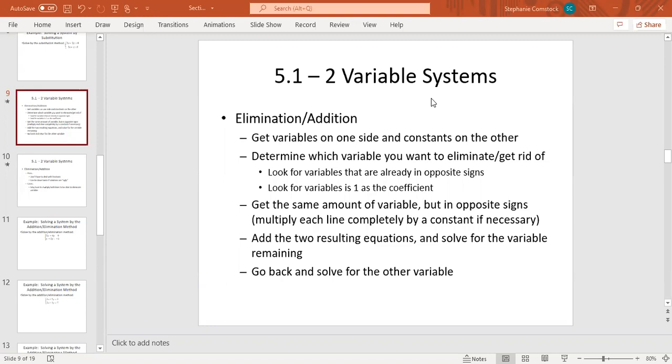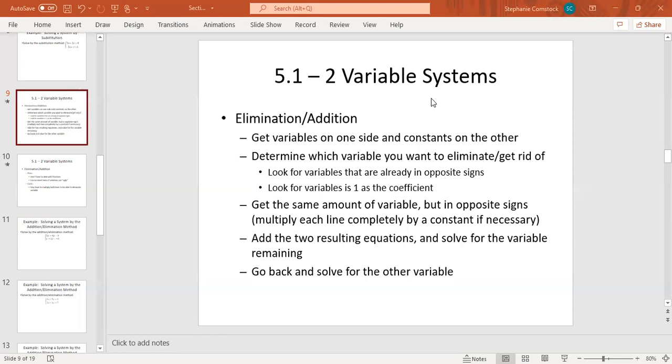A couple of things we want to look for: we want variables that are already in opposite signs. The idea is we want to have 3x and a negative 3x, or a 12y and a negative 12y. If they're already opposites, that does some of the work for us. The other thing is if we have variables with 1 as a coefficient, those are quick, easy ones to get to match up, but we may have to do some sign stuff.